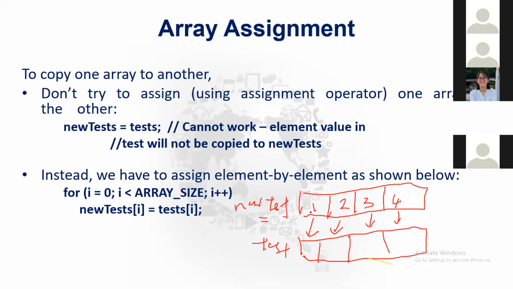So what you do is use the for loop, one by one. First for loop, you copy 1. Second for loop, you copy 2. Third for loop, you copy 3. Fourth for loop, you copy 4. So this is actually the way. Probably you think, hey, why can't we use the equal sign? I leave the answer for you to check out.